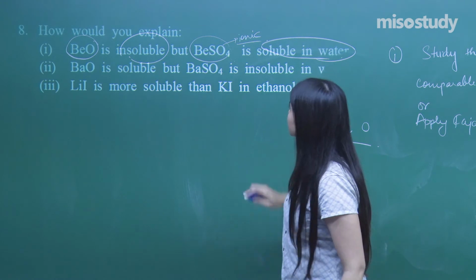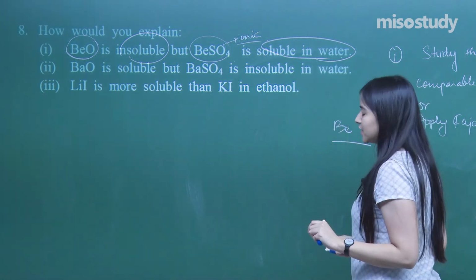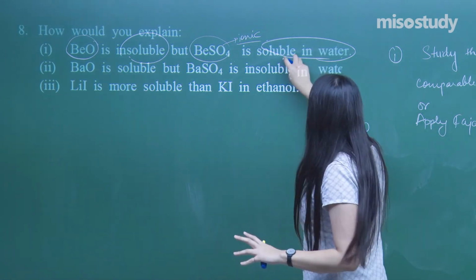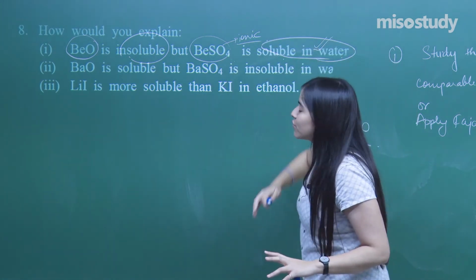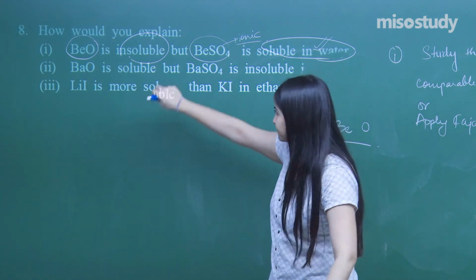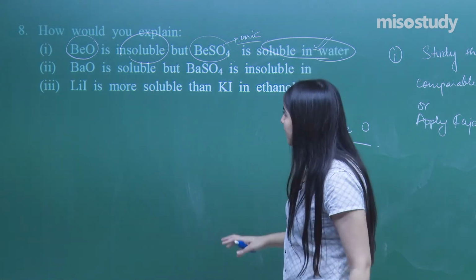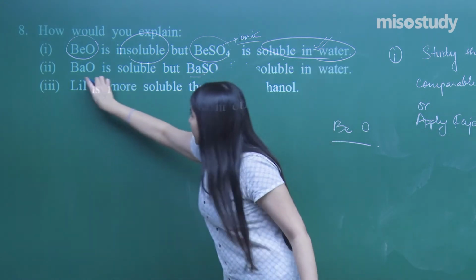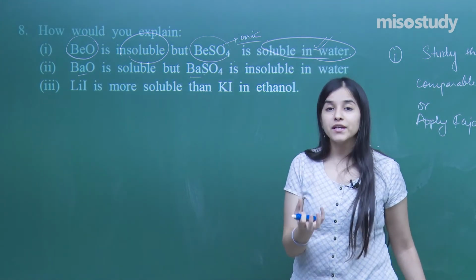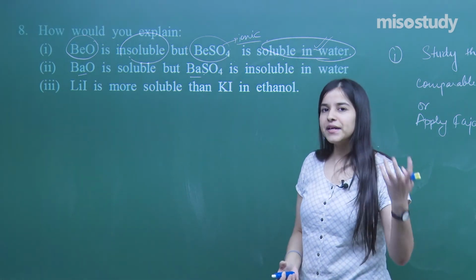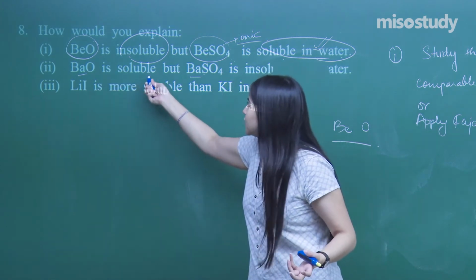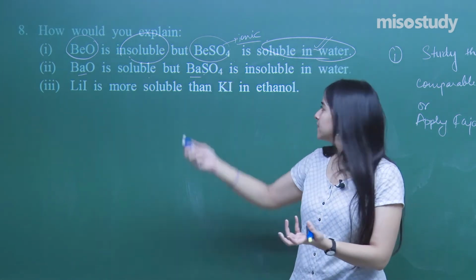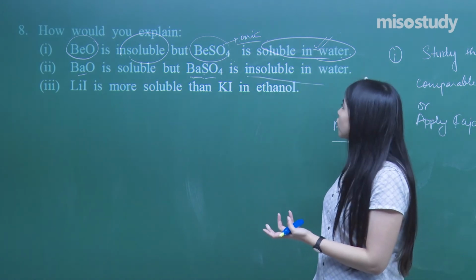If I talk about BeSO4, now this compound will be ionic because of the smaller size of beryllium, and sulfate is bigger. Now this will be very much soluble in water because it can dissociate into ions. It's not bonding that perfectly. If I talk about the second one, BeO is soluble but BaSO4 is insoluble in water. Now Ba is bigger in size. If I am going down the group, it is a very big atom. Ba is big, O is small, incomparable sizes, so solubility will be there. BaSO4, bigger Ba and bigger sulfate, insoluble in water.